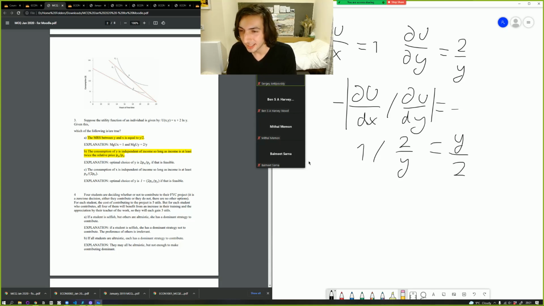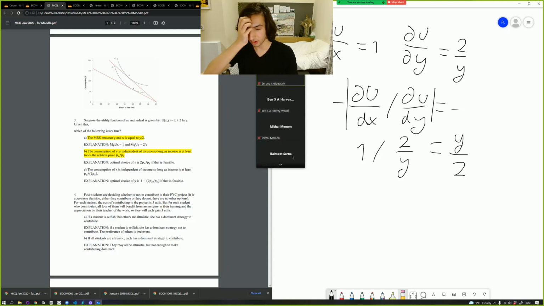Okay. The consumption of y is independent of income, so long as income is twice the relative price. I think I remember having a proof for this. Consumption of y is independent of income, so long as the income is twice the relative price of y.